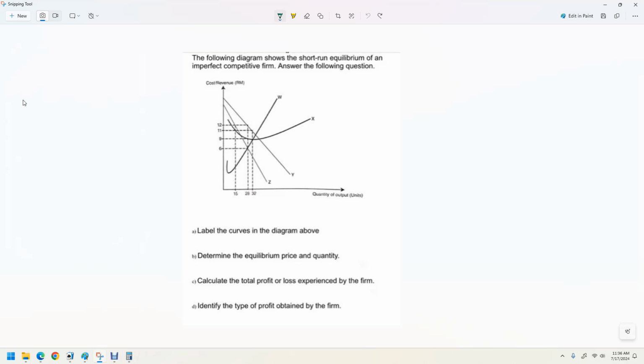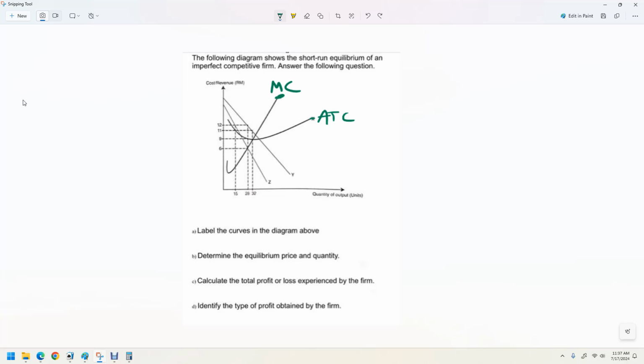It wants us to label the curves here. Curve W that looks like a check mark is going to be our marginal cost function. This one that looks like a smile is going to be average total cost. Where they cross right here is known as the minimum efficient scale, the cheapest per unit cost of production, or the amount where the per unit cost is the cheapest. That would be where marginal cost equals average total cost.